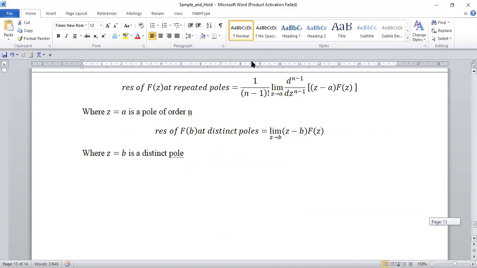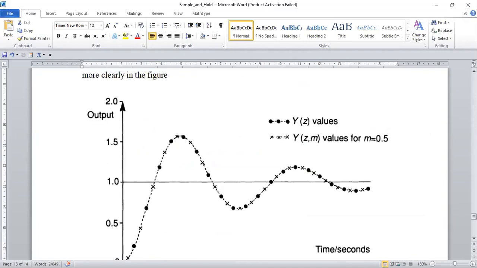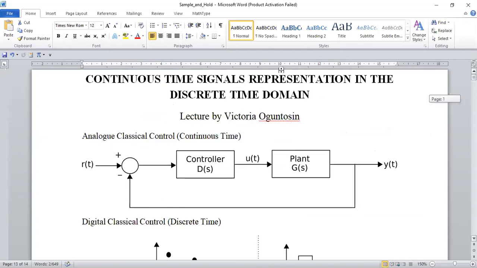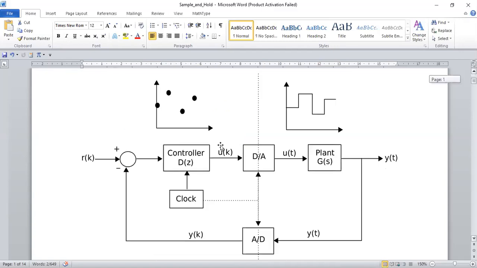Okay, so I still have some time left, so I'll just use my time to explain what we did in this class. In this class, we talked about how to represent continuous time signals in discrete time, that's using a computer. In the normal classical control using continuous time, this is our block diagram. But now we want to use a digital computer as our controller. So we want to be able to see how a computer actually sees continuous time. That's what we are basically doing.